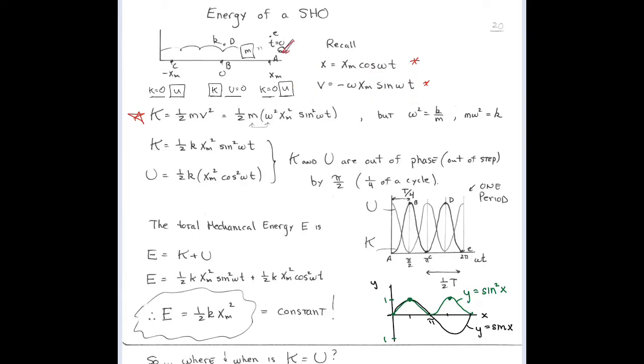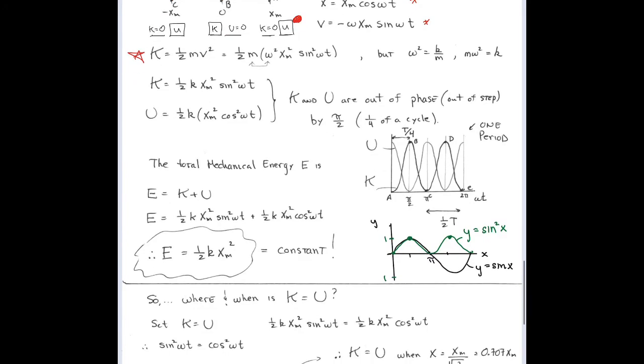And then again, I show in my picture that when I let it go, all the energy's potential, stored in the spring. When it passes equilibrium, the spring is relaxed, so all the energy's kinetic. At the end point here, it's at rest, so the kinetic energy is 0 and all the energy is potential. So it oscillates back and forth between all potential, all kinetic, all potential, all kinetic, and so on. So eventually we want to find where it's a 50-50 split.